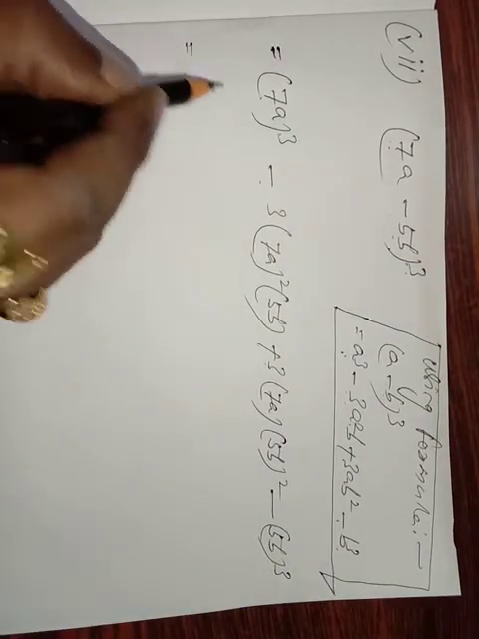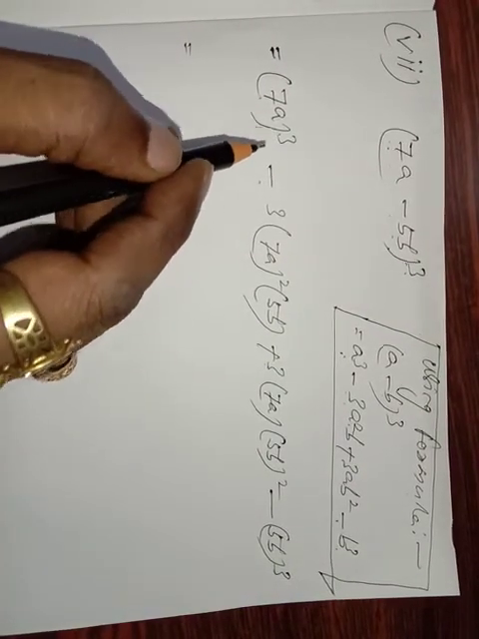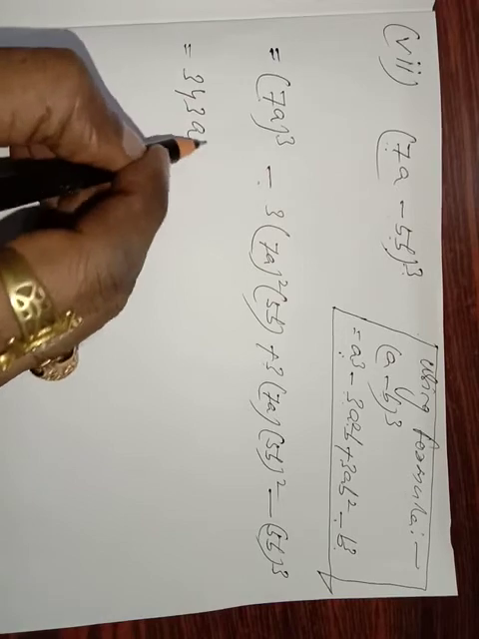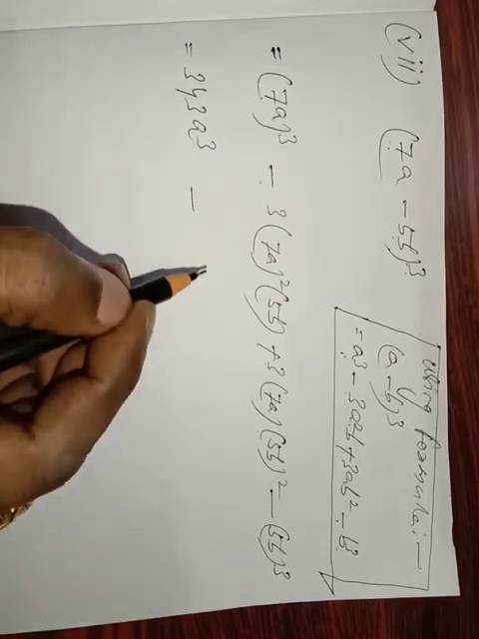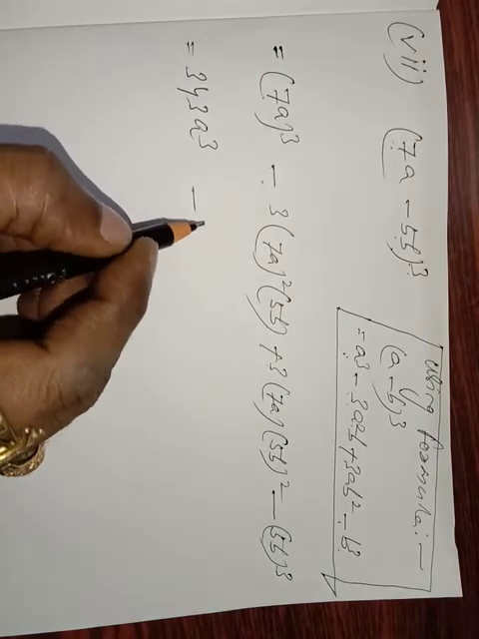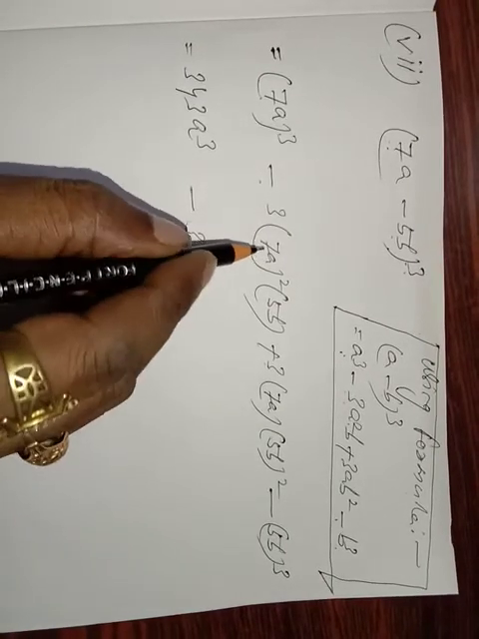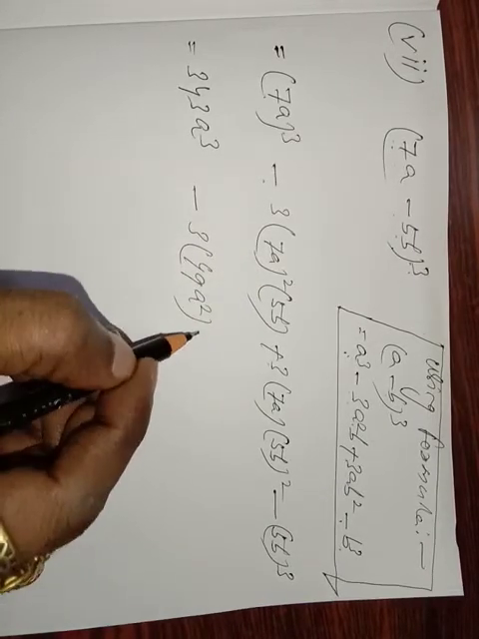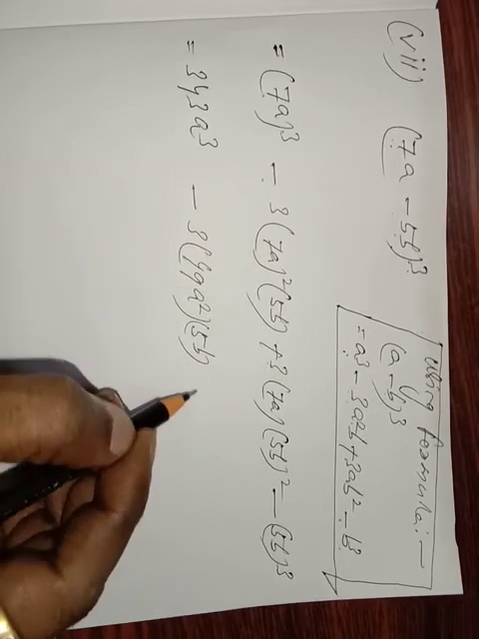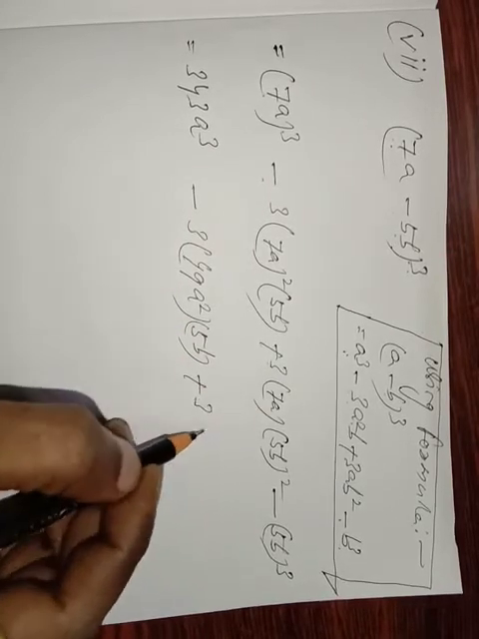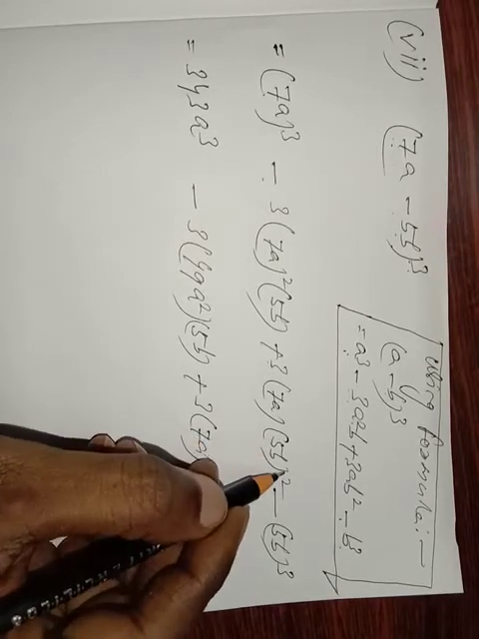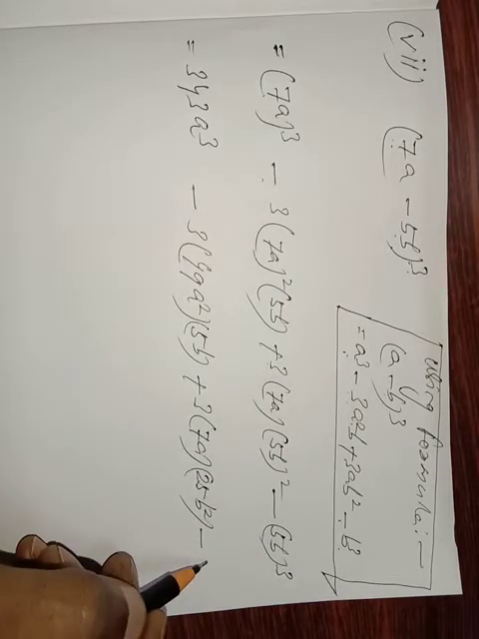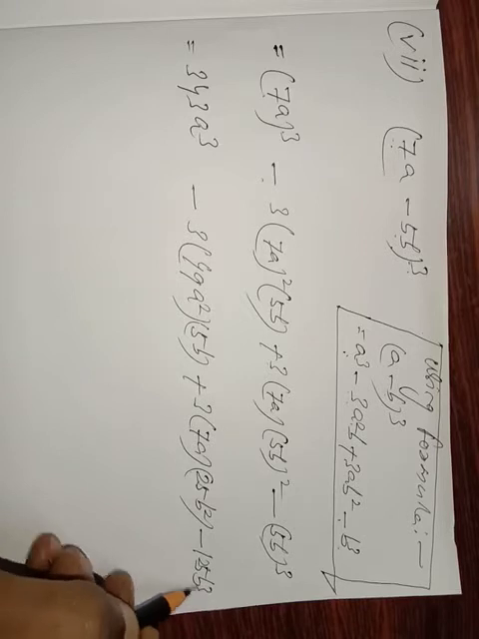Now go one by one. 7 whole cube will be 343 a cube. Next, 3 times (7a) square, 7 square means 49 a square, into 5b. I am writing the multiplication next time. Plus 3 into 7a into (5b) whole square. (5b) whole square will be 25 b square. Next it will be (5b) whole cube, that will be 125 b cube.